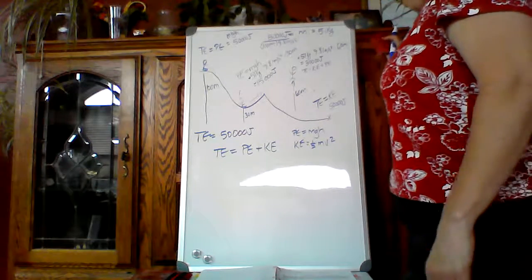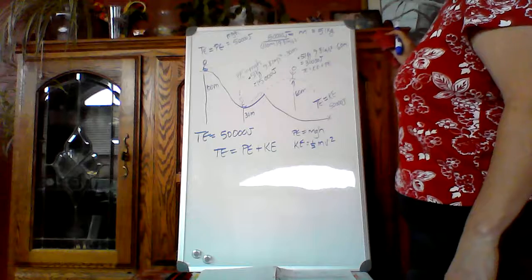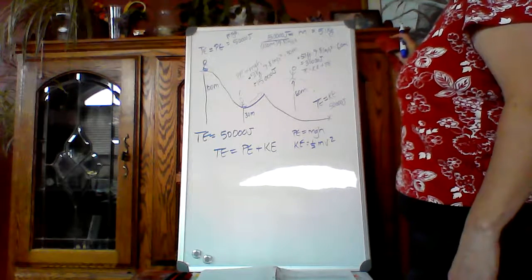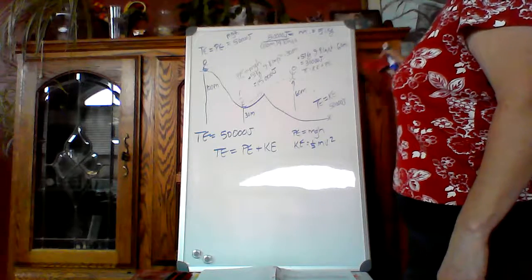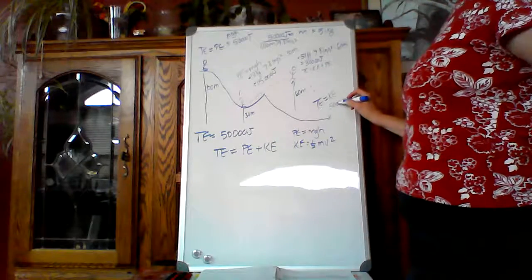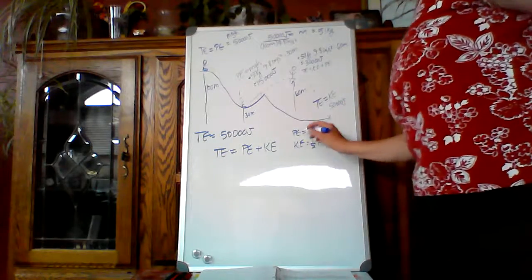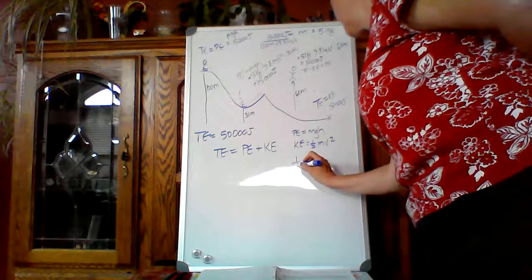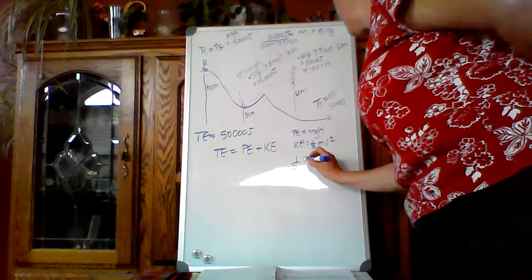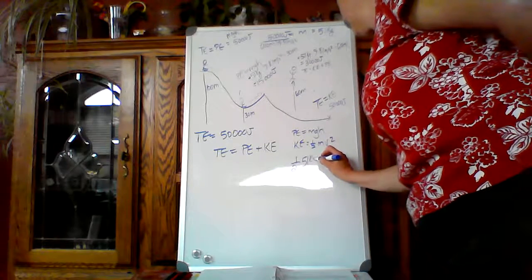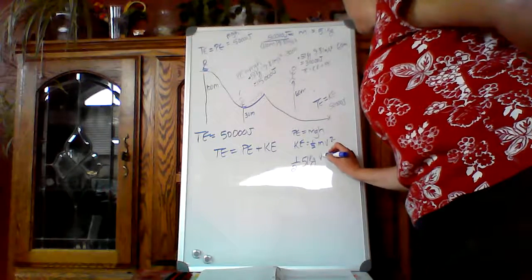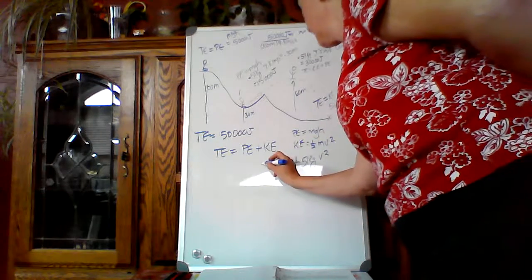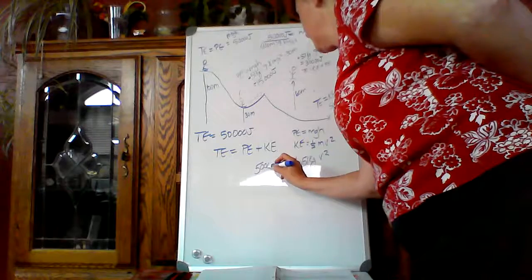But let's say we want to determine something else about this. What else could we figure out? We could figure out her velocity. Let's say we want to know her velocity here at the end. We know that we still have her total energy, so we could do 1/2 times her mass, which is 51 kilograms, times the velocity squared equals 50,000 joules.